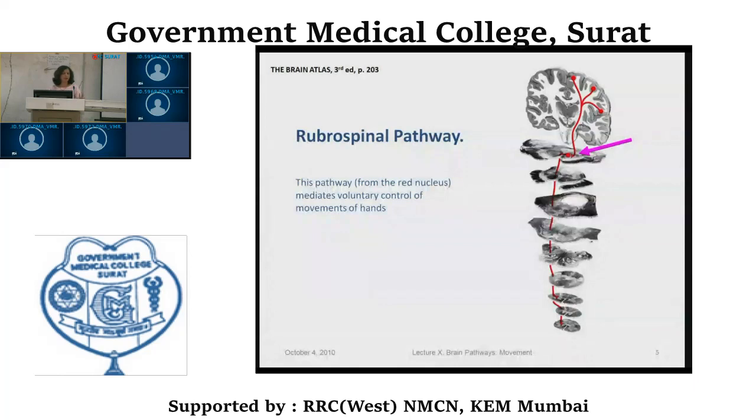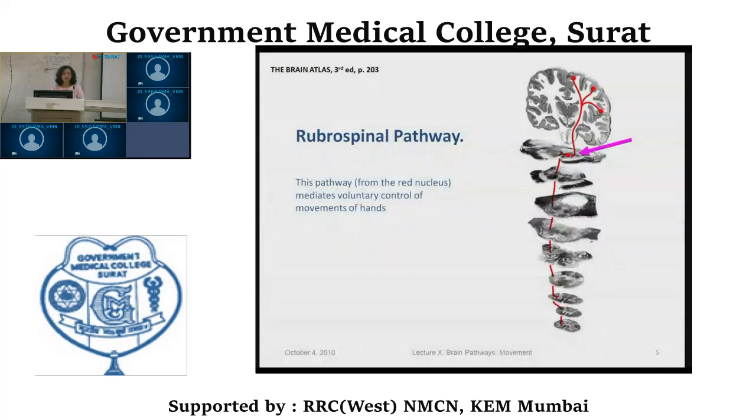For controlling the posture and the balance of the body, the extrapyramidal tracts, that is the tracts which do not pass through the medullary pyramid, are the ones. There is the rubrospinal tract. This is a part of the lateral group of tracts.